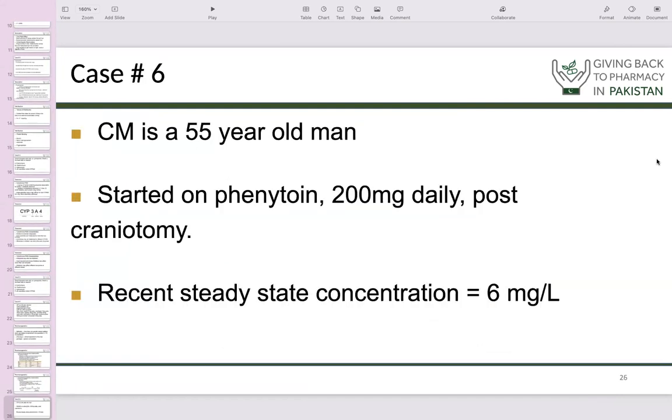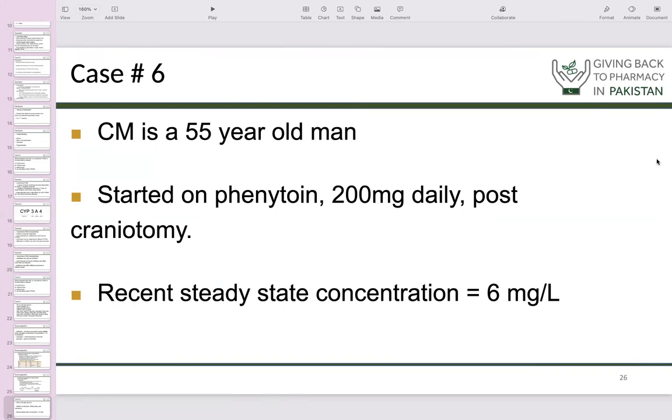So CM, there is another case. CM is a 55-year-old man, started on phenytoin 200 mg daily post craniotomy. The recent steady state concentration is 6 mg per liter. So steady state concentration is also another concept. Many times you will find that some drugs are monitored based on their trough levels, and some drugs are monitored on their steady state concentration.